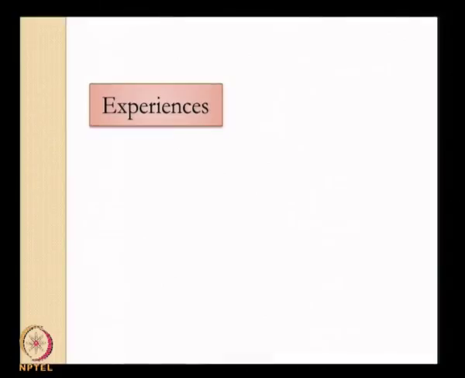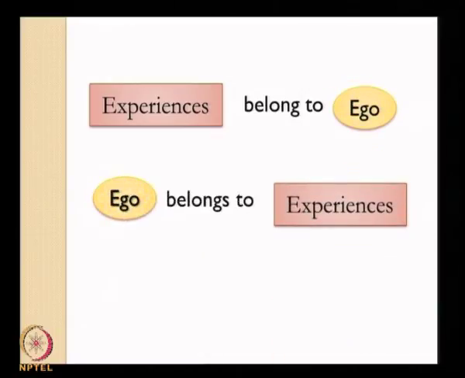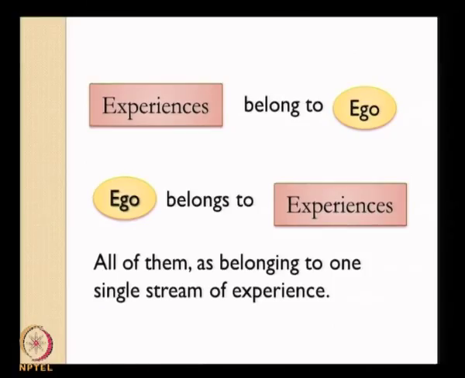So, experiences belong to the ego and the ego belongs to experiences. There is a kind of mutual relation: experiences belong to the ego and the ego belongs to the experiences, all of them as belonging to one single stream of experience, that is transcendental subjectivity.